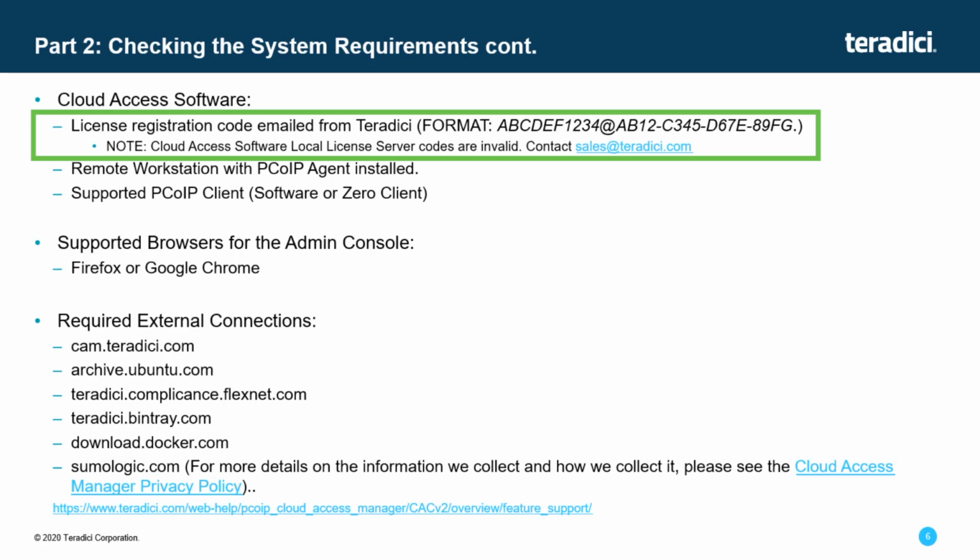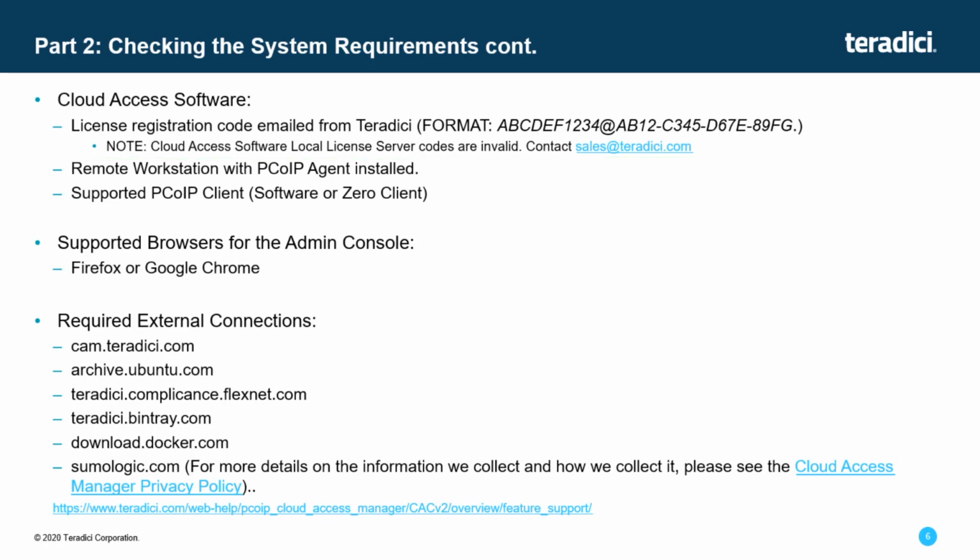with this installation video. Another mandatory requirement for Cloud Access software is an existing remote workstation with the PCoIP agent installed. We also require a supported PCoIP client device, such as a Zero Client or Teradici Windows software client, in order to connect from the client to the agent.